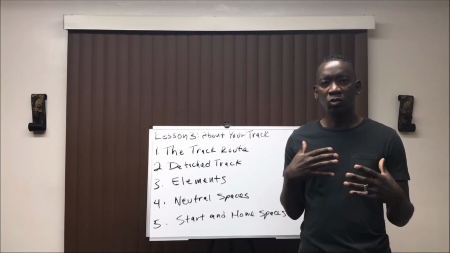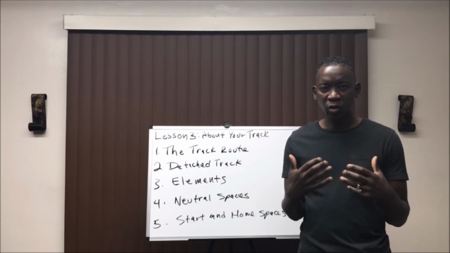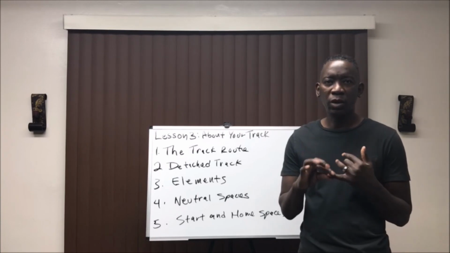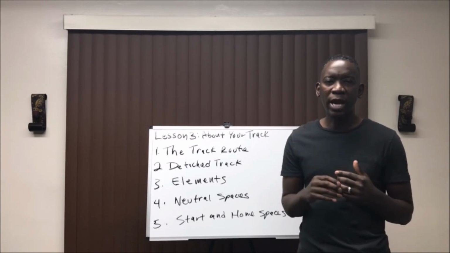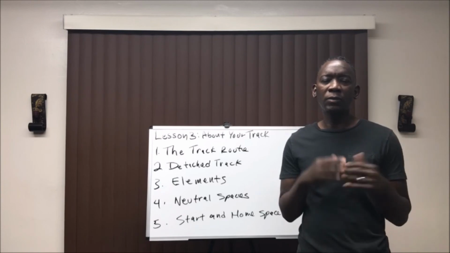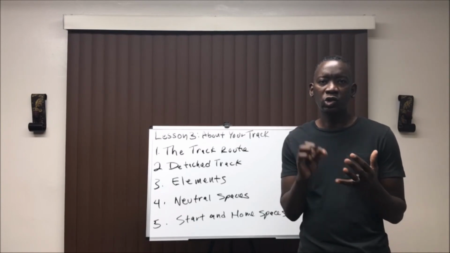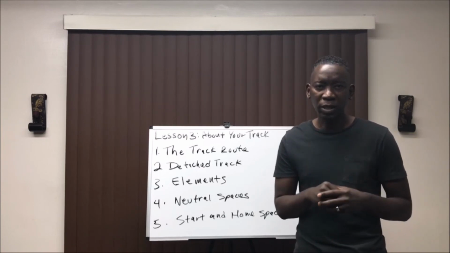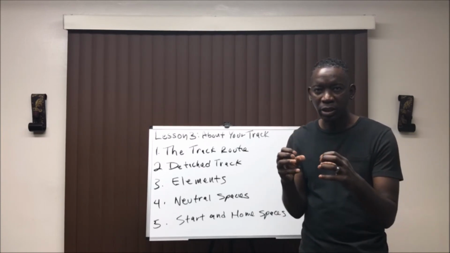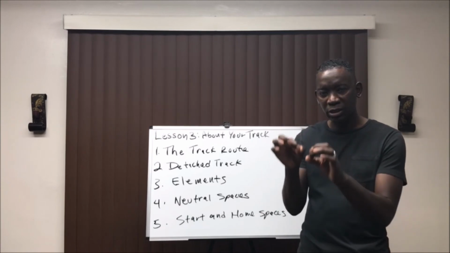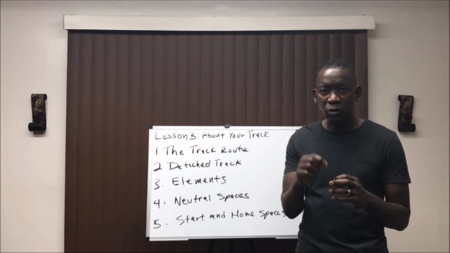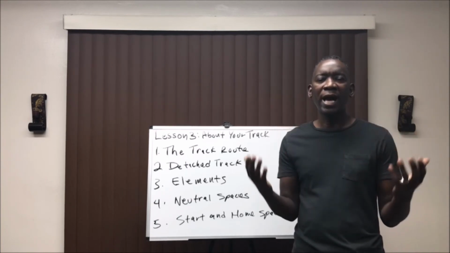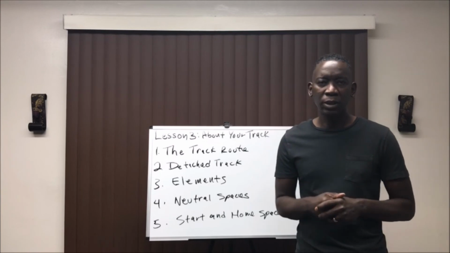So when you create your custom track, you're going to begin your track with a start space, and then you're going to end your track with a home space. So the start space again is where all the players place their pawns, and then the first player to reach home wins the game. And that's typically how a tabletop board game is played.